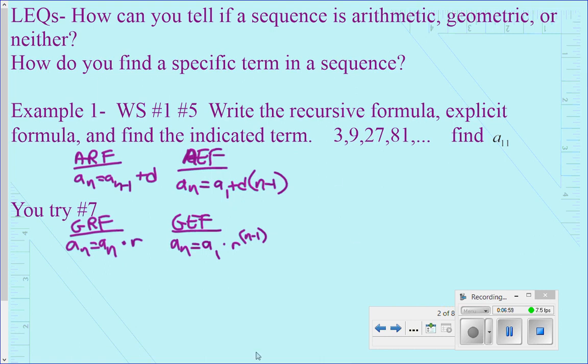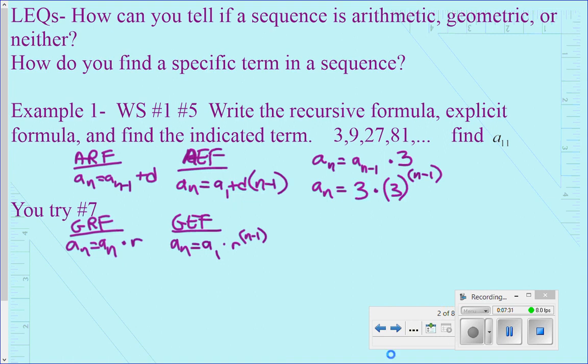So 3, 9, 27, 81, all I'm going to do is substitute into the equations. So for recursive, a sub n is equal to a sub n minus 1 times the r value, which is 3. For the explicit, a sub n equals a sub 1, which is 3, times r, which is 3, and that's raised to the n minus 1 power. Okay, so that's my recursive and my explicit.